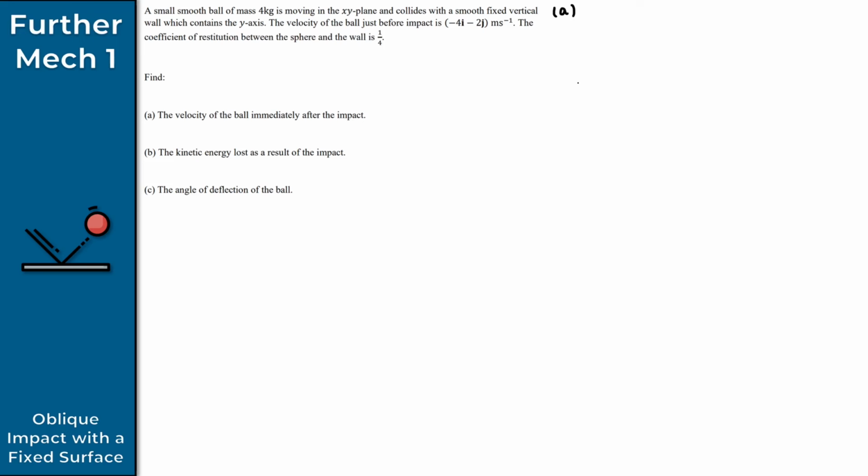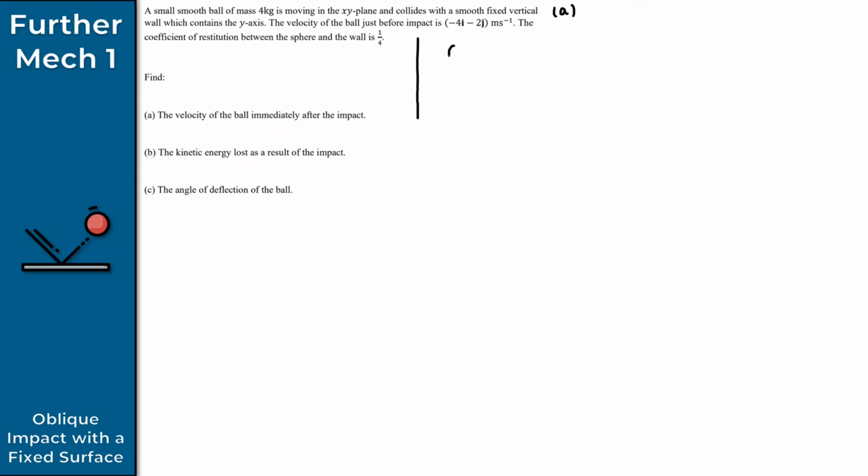So let me start by drawing a quick diagram. It doesn't need to be perfect, by the way. But let's just quickly visualize this problem here. So we've got the ball of mass 4 kg that's moving in the xy plane, and it collides with a smooth fixed vertical wall, which contains the y-axis. So basically, we have our wall like this, which contains the y-axis. It doesn't need to be perfect, but this should just be a straight line.